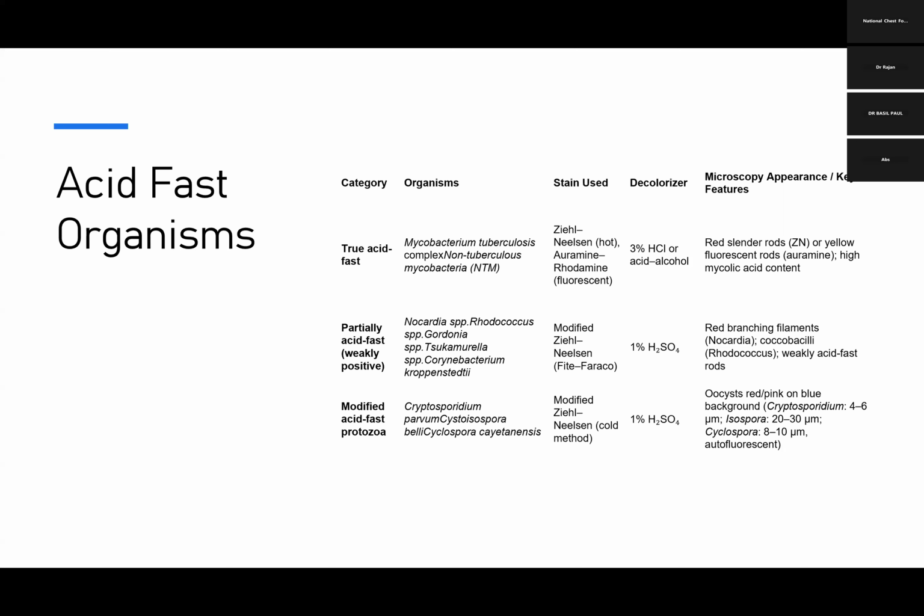acid you can use. Then partially acid-fast or weakly acid-fast are Nocardia species, Rhodococcus species, Gordonia, Tsukamurella, Corynebacterium, and then you use the modified ZN staining, the Fite-Faraco staining it is called. And modified acid-fast protozoa are also there: Cryptosporidium, Cystoisospora, Cyclospora, and again you can use the modified staining methods. So these are some of the acid-fast organisms. There are many more acid-fast organisms that are present.